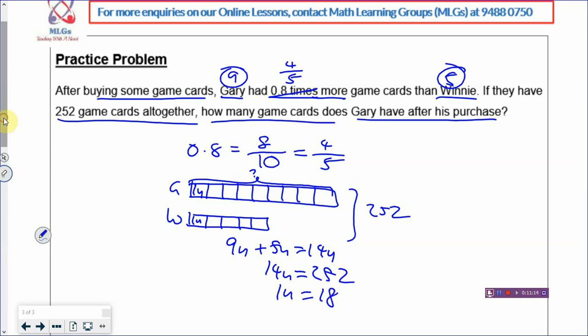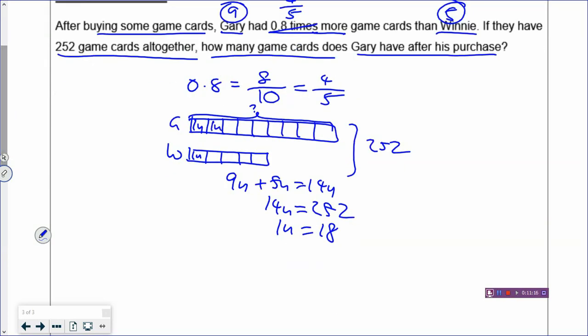So how many game cards does Gary have after the purchase? Gary has 9 units. So you have 18 times 9. So the answer: Gary has 162 game cards. So short and sweet, a very simple problem. But it becomes very hard if you cannot interpret or you don't understand what is more than or less than. What is the fraction that has more than or less than?